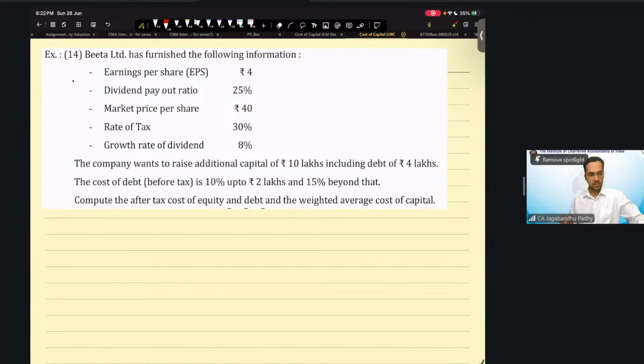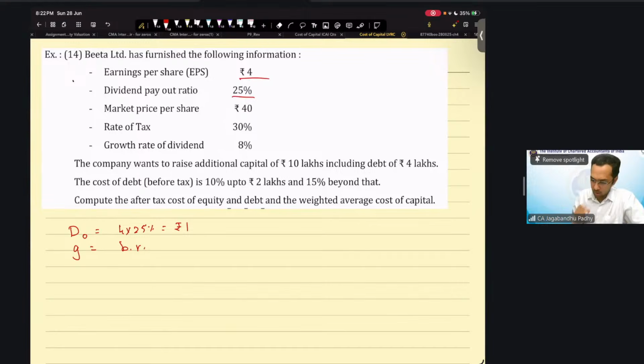So here we have EPS as 4 rupees. Dividend payout is 25%. We get the amount of dividend. D0 is 25%, so 4 into 25%, which is rupees 1.